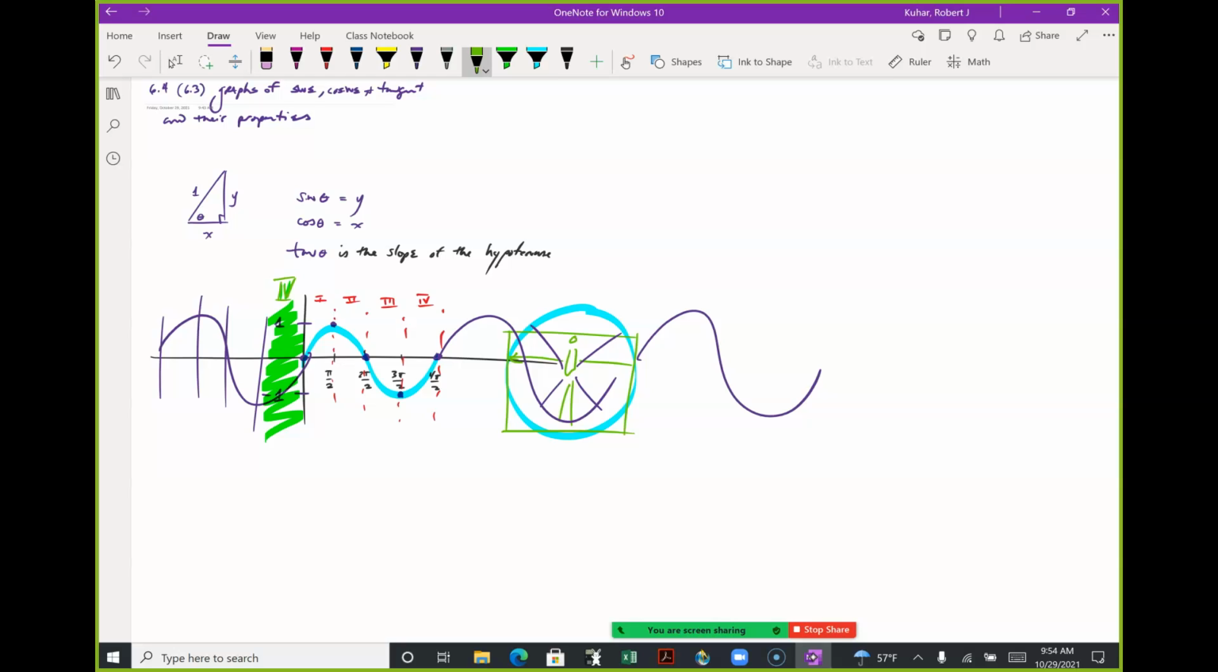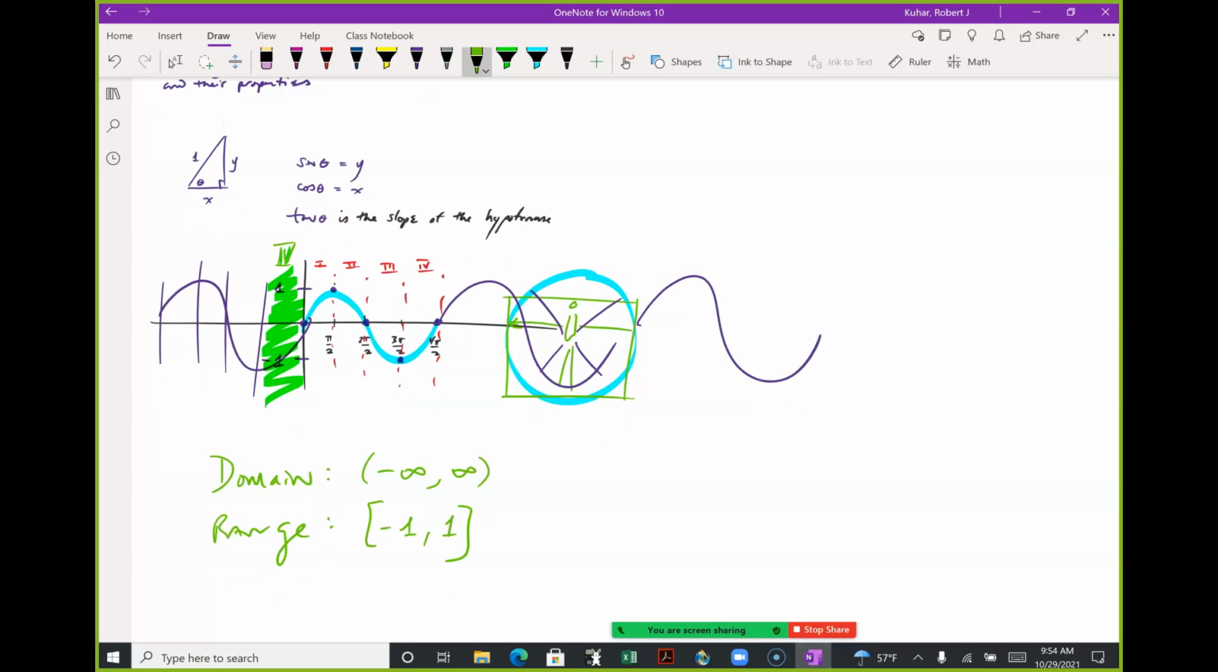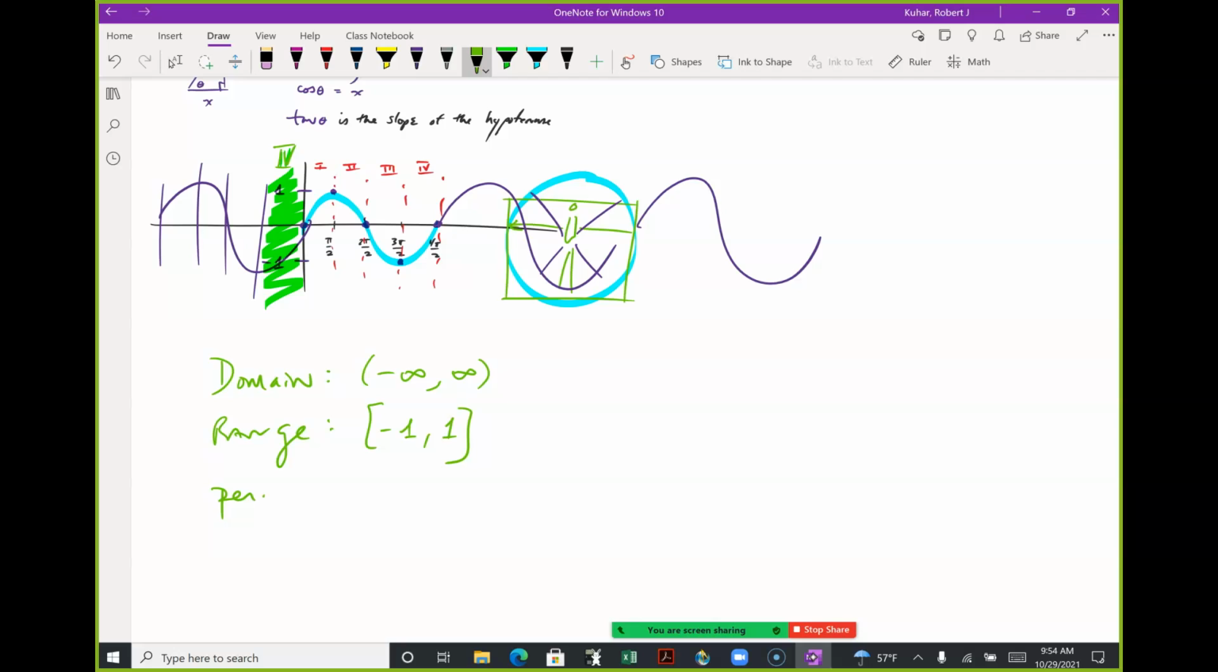So obviously, what's the domain? All real numbers. Yes, all real numbers. What's the range? What's the highest I get to? 1. Yep, so minus 1 to 1 for the range. Nice. What's the period? When does it start to repeat? How long does it take? 2 pi is the period.